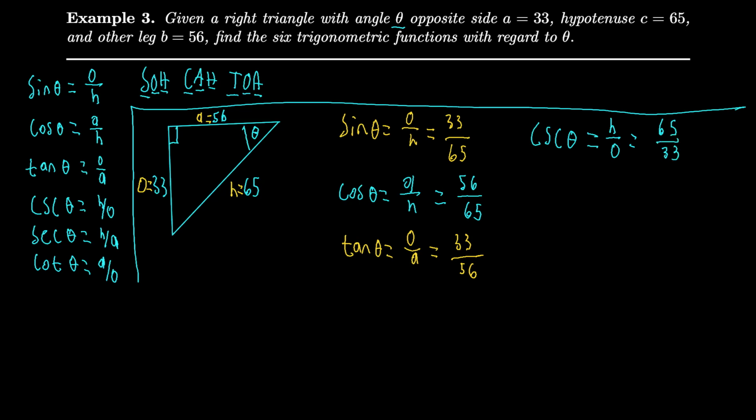I'll come down here and I'll do cotangent as well since I still have the color. Cotangent theta is just, I'm just going to flip this. It was just adjacent over opposite, or 56 over 33. And then the last one, which is secant, the reciprocal of cosine, that is 1 over cosine, is secant, is just going to be hypotenuse over adjacent, which is 65 over 56. So set up that way, that's all that there is to it. You just found the 6 trigonometric functions with regard to theta.